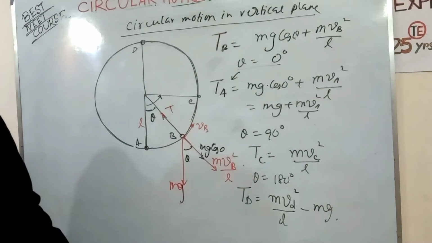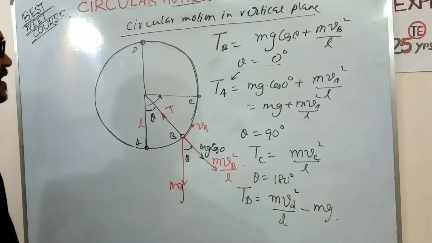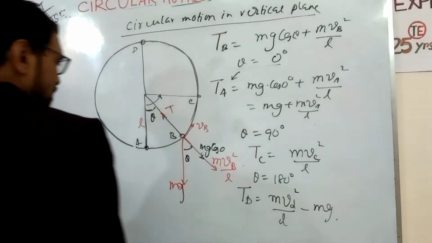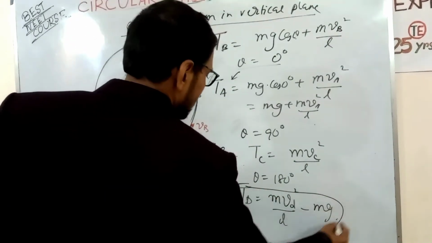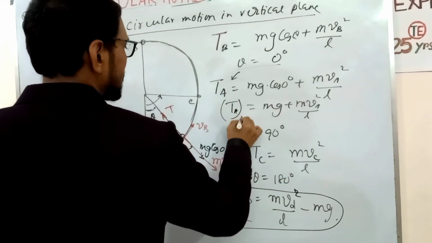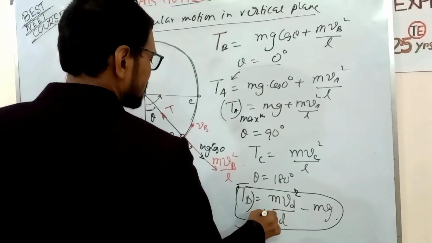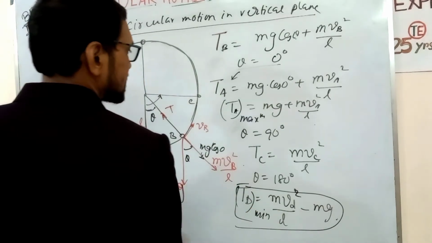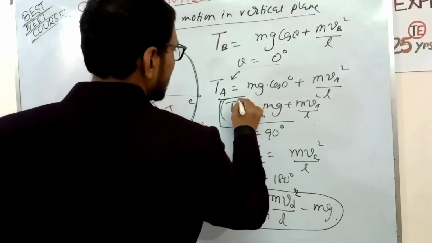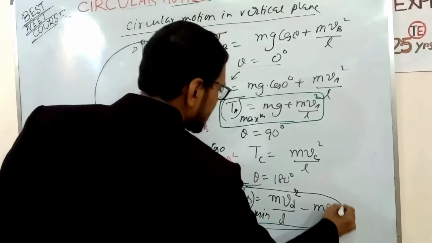Now we find that tension is minimum at d point, and tension is maximum at a point. So Ta is the maximum value and Td is the minimum value. So note that formula. Tension maximum is at a point, and tension will be minimum at this point.